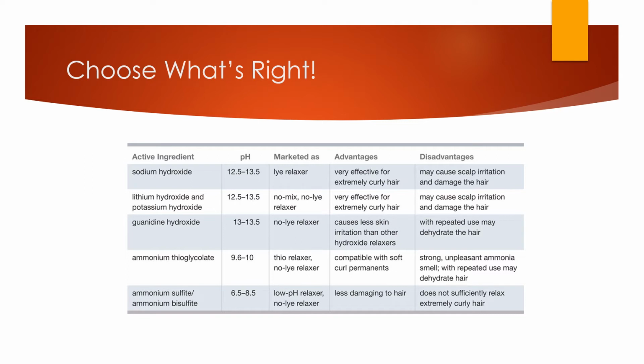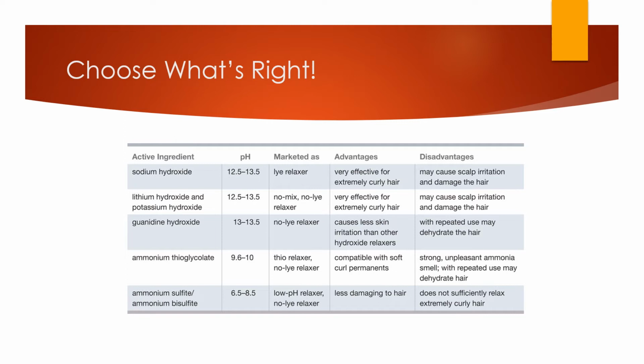Your guanidine hydroxide is 13 to 13.5 pH. This is a no lye relaxer. This causes less skin irritation than other hydroxide relaxers. Your disadvantage, with repeated use, this may dehydrate the hair. Your ammonium thioglycolate has a pH of 9.6 to 10. It's marketed as a thio relaxer, no lye relaxer. It is compatible with soft curl permanents.